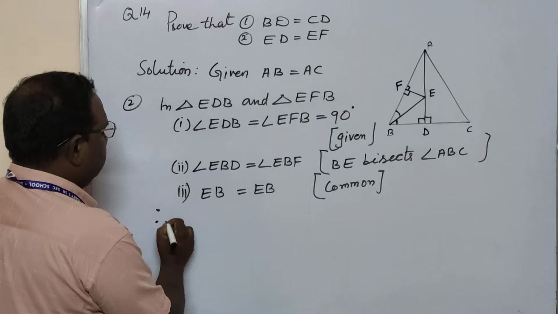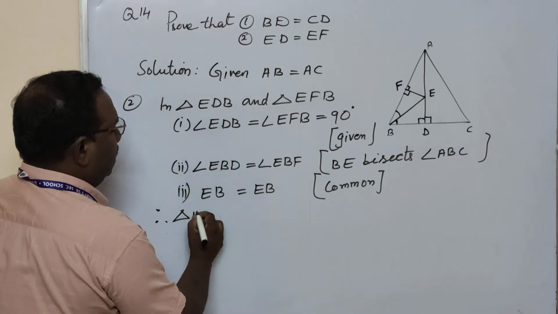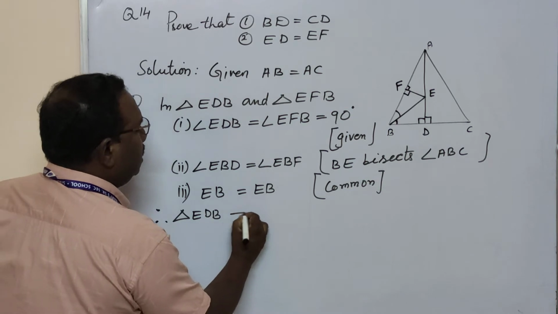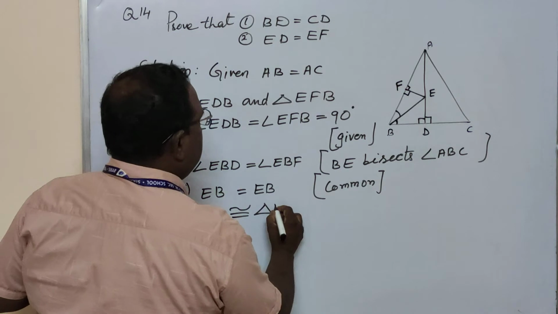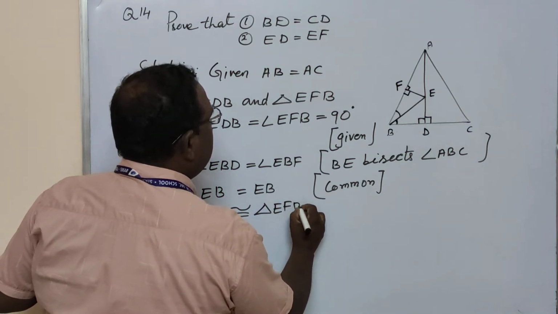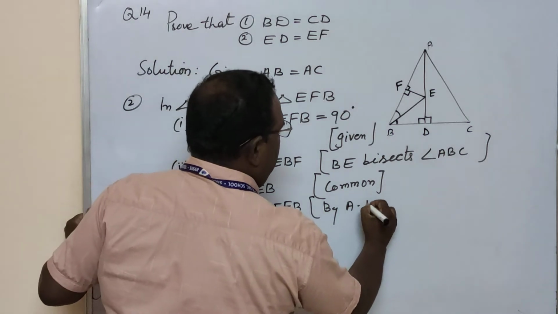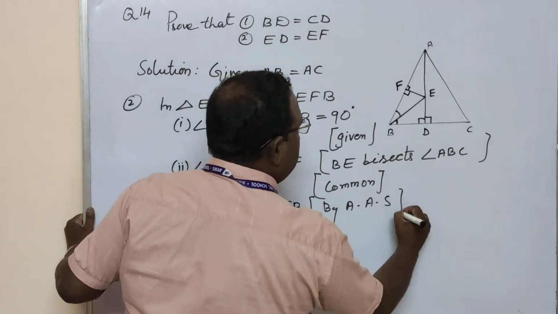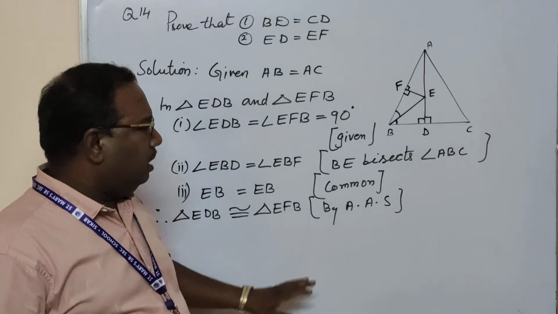Triangle EDB is congruent to triangle EFB by angle-side criterion of congruency. Clear?